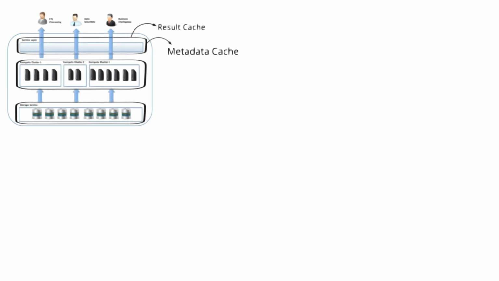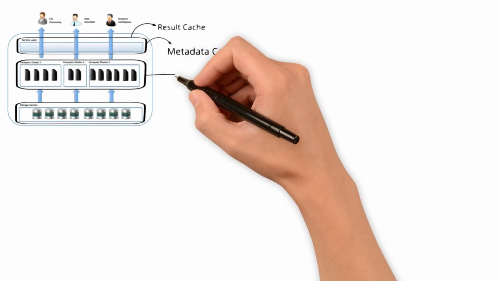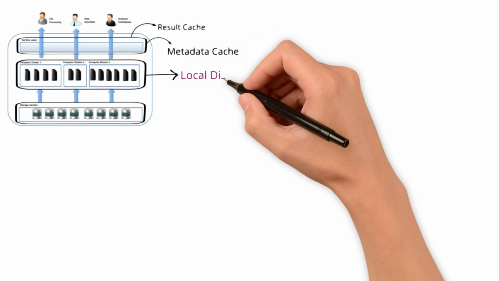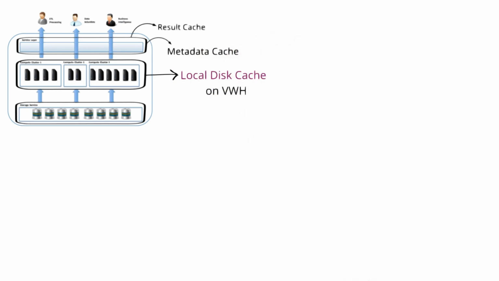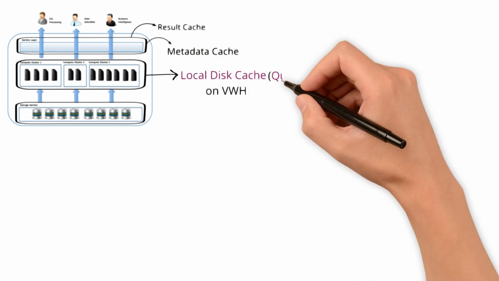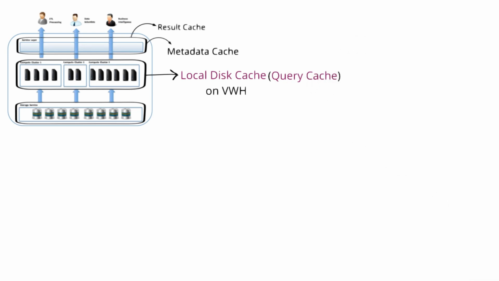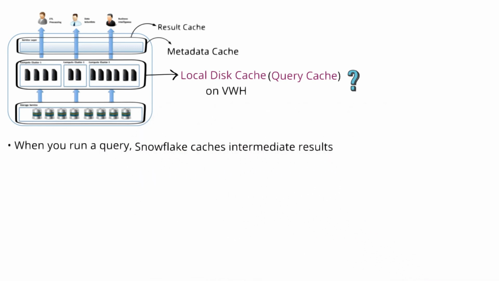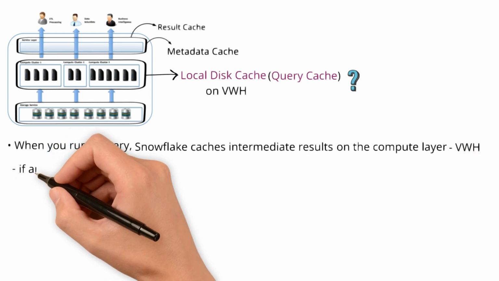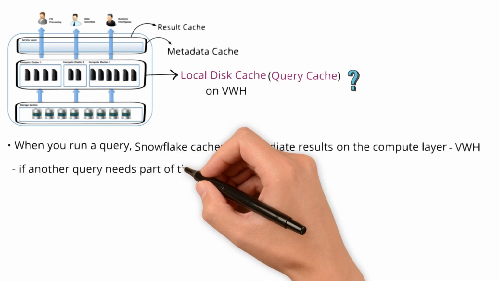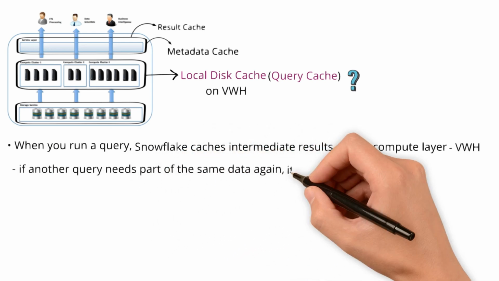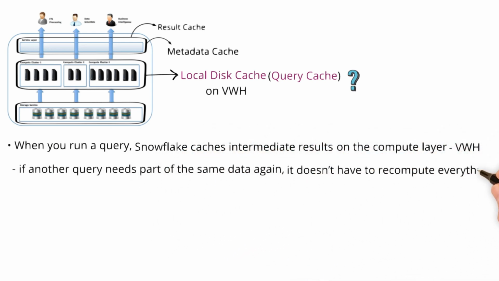Moving to the next layer, that is the compute layer, Snowflake has a local disk cache on virtual warehouses. The local disk cache is also called query cache. What is it? When you run a query, Snowflake caches intermediate results on the compute layer, that is on a virtual warehouse. What does this mean? This means if another similar query needs part of the same data again, it does not have to recompute everything.